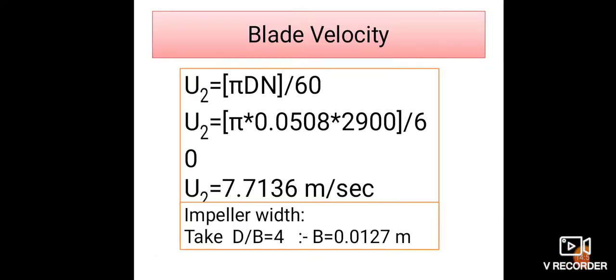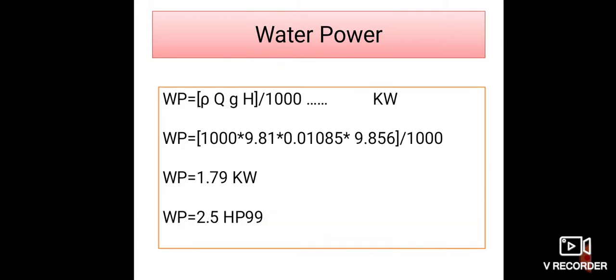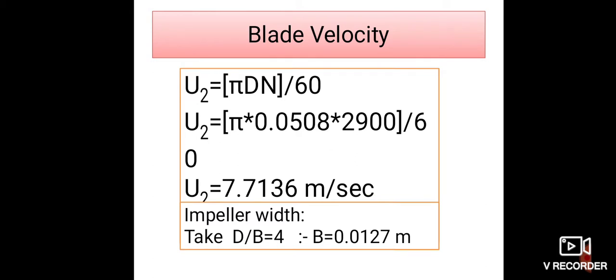Now, the next important parameter we'll discuss is blade velocity. Once we find the diameter of the impeller, we can find the blade velocity. The tangential velocity formula is pi D N by 60. Put in the value of diameter, then speed, and we get the answer, 7.71 meter per second.